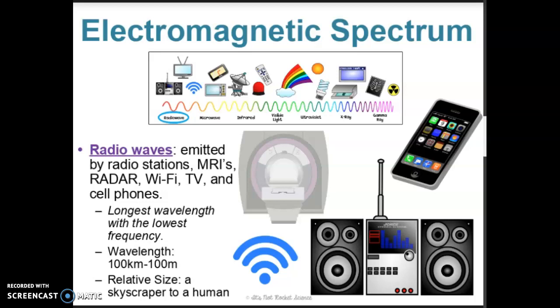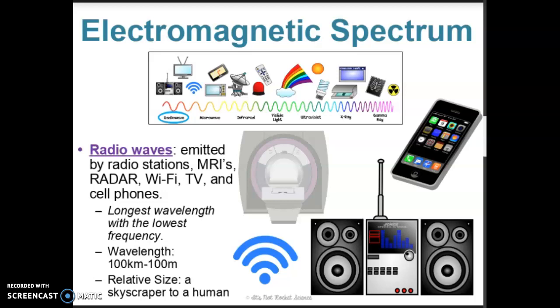We are around radio waves all the time. Just by having the Chromebooks in the classroom, they are emitting radio waves. Or having your cell phone in your pocket, they're emitting radio waves. Or having Wi-Fi in the classroom, radio waves. So they are very unharmful. But you need to know that they're the longest wavelength with the lowest frequency.